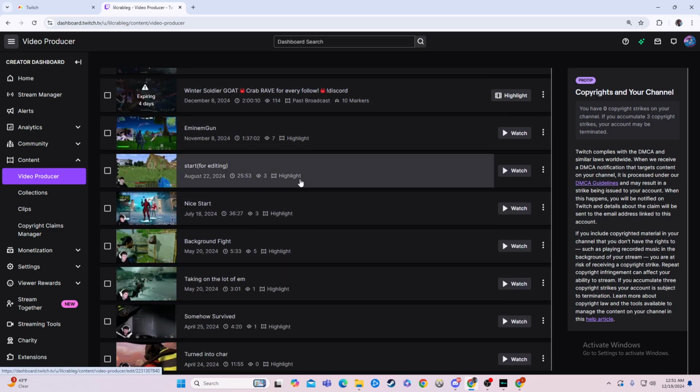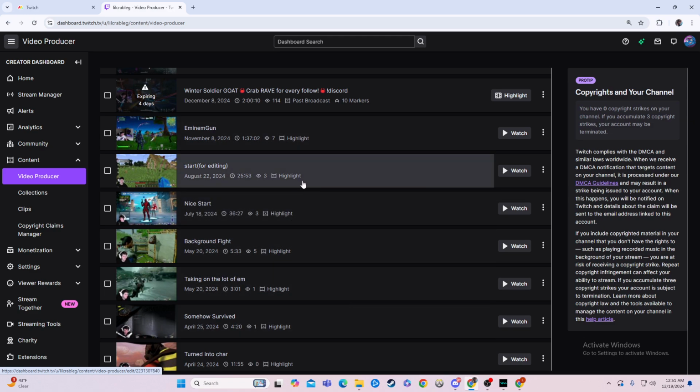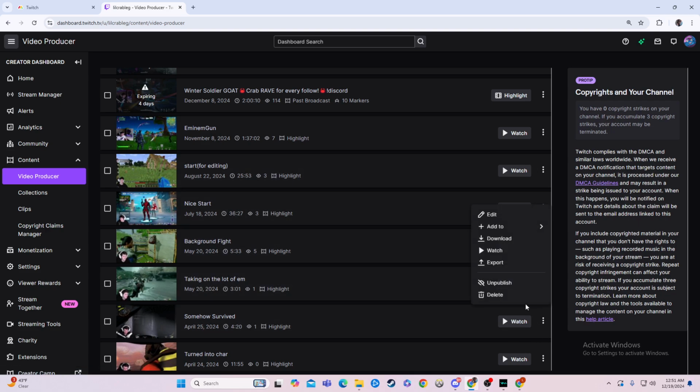Or even some other things I have, like highlights I have saved, which most of my highlights shouldn't really be existing anyways. I highlight them for editing purposes. So let's say I did need to get rid of those. Again, it's the same thing, three dots, and then delete.